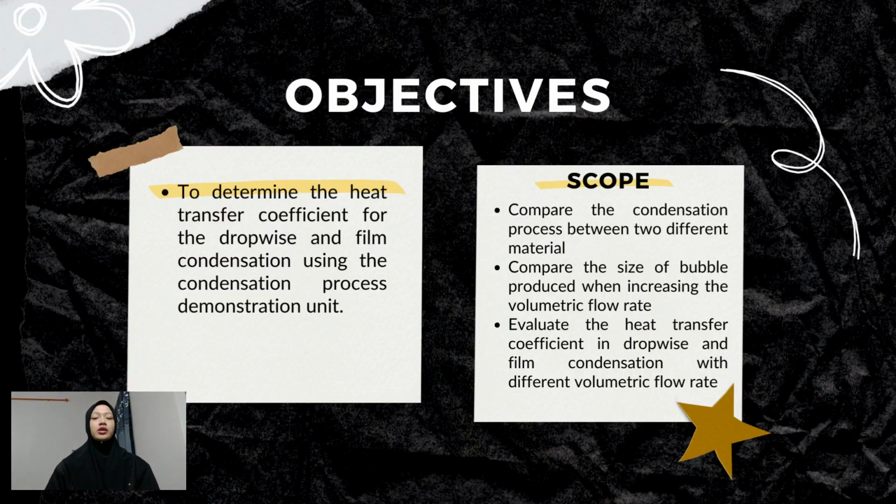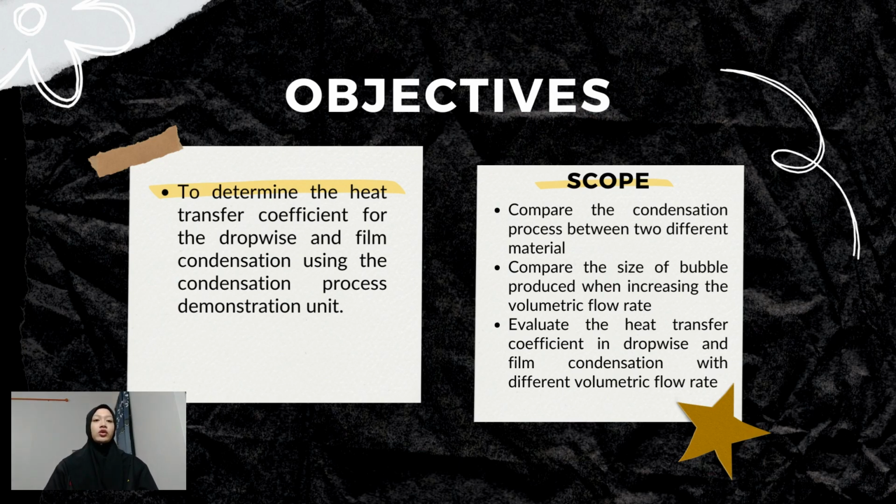For this experiment, it has only one objective, which is to determine the heat transfer coefficient for the dropwise and film condensation using the condensation process demonstration unit. Scope for this objective: compare the condensation process between two different materials. Next, compare the size of bubble produced when increasing the volumetric flow rate.